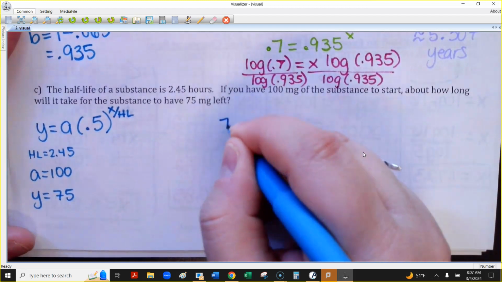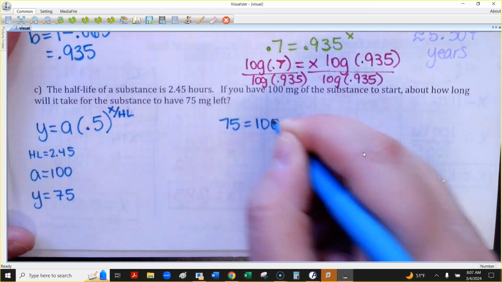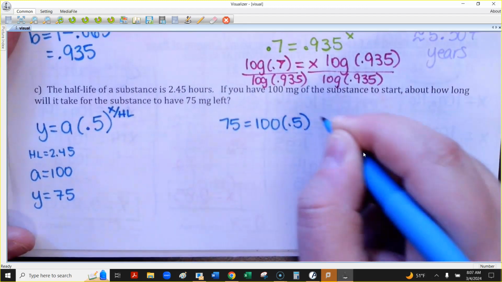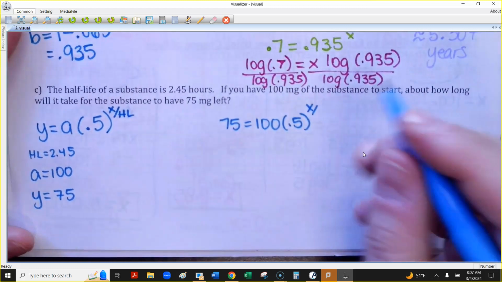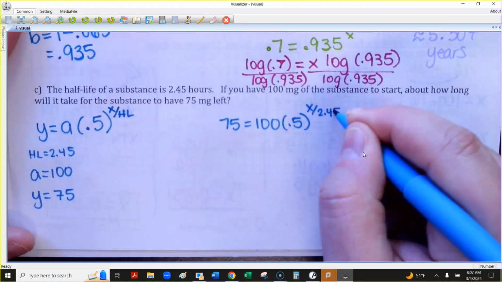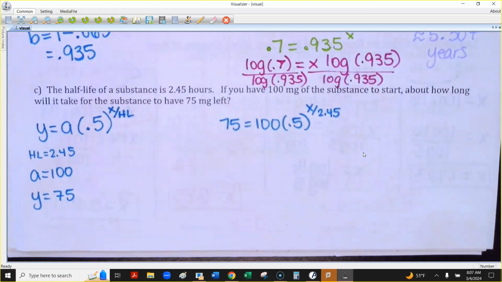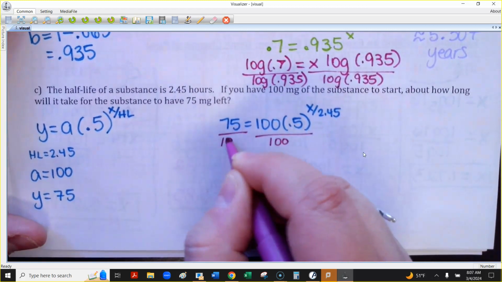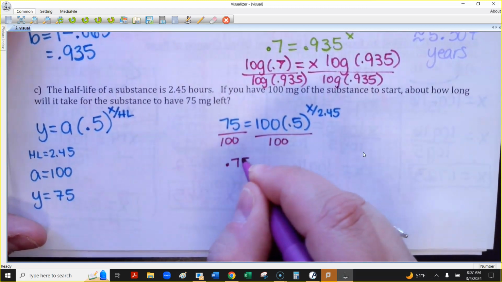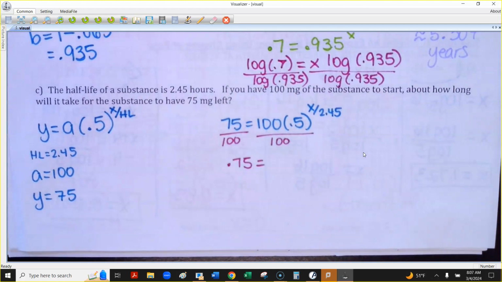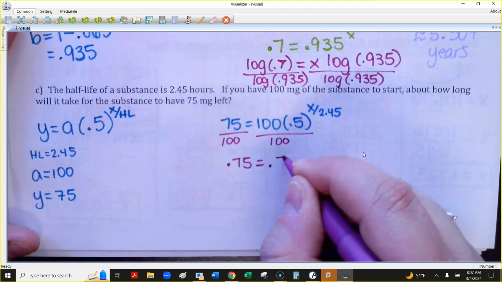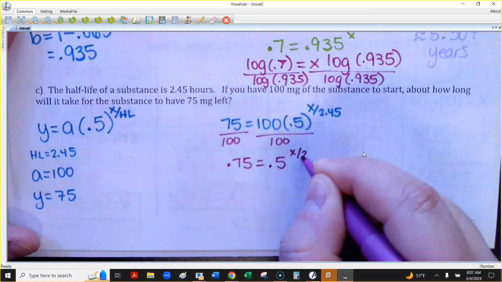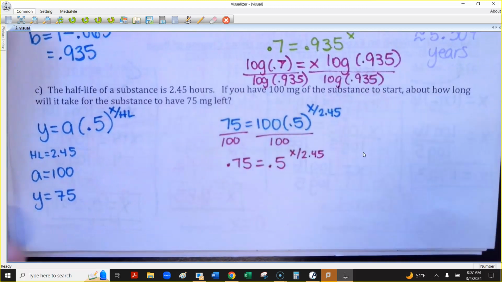75 equals 100 times 0.5 to the X over, I do know the half-life is 2.45. Do not multiply the 100 by that 0.5. That's the most common mistake I see people make. So I'm going to divide by 100 here. So I'm going to take 0.75. That's a decent decimal. I'm not rounding anything. 0.5 to the X over 2.45.